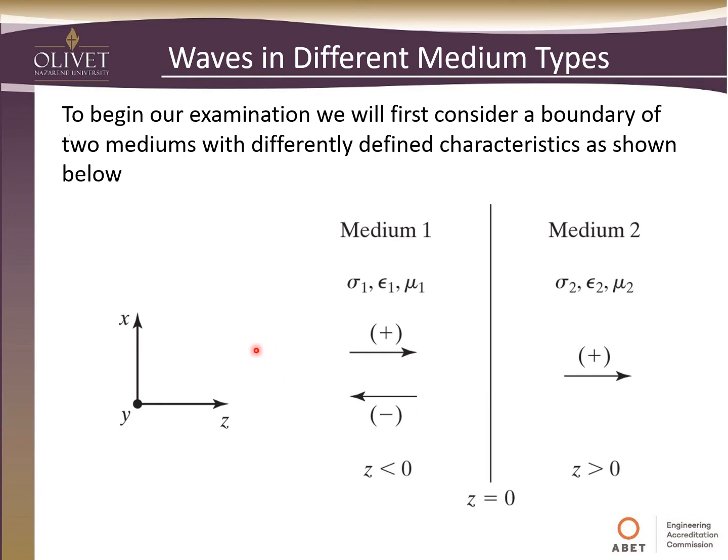Then we're also going to define some directions. We're going to say that the wave is propagating in the plus z direction, so it's coming from left to right. As it continues into this medium, it'll continue in the plus direction. And naturally, going back against the z-axis toward the origin will be the negative direction. All right, and we're saying the boundary is located at z equals 0.